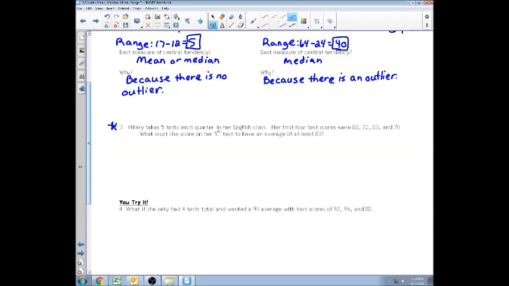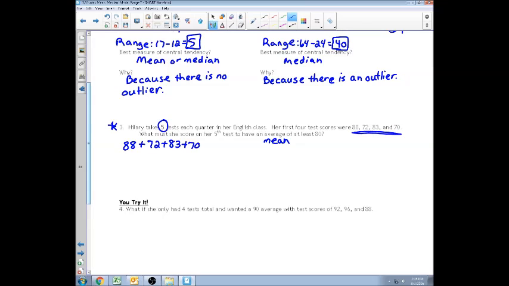Hillary takes 5 tests each quarter in her English class. Her first 4 test scores were 88, 72, 83, and 70. What must she score on her 5th test to have an average of at least 80? Well, when you see the word average, we're working with mean. Mean means we're going to add up all of her test scores. So using the data that it gives us, I'm going to add all that up. So I have 88 plus 72 plus 83 plus 70. Now it says she has taken 5 tests. Right now I only have the scores for 4 of them.